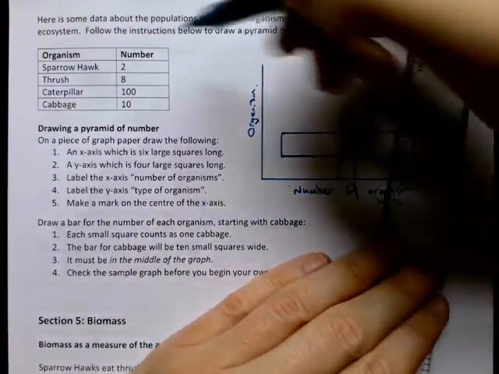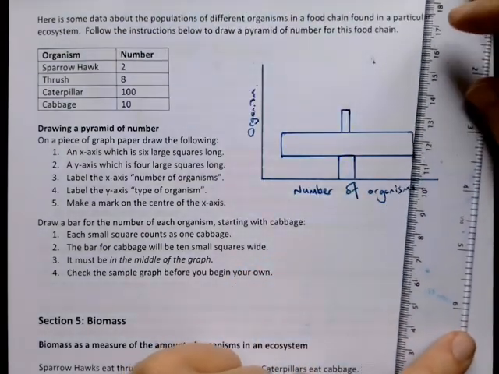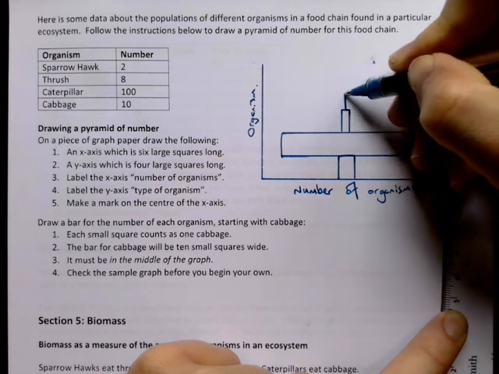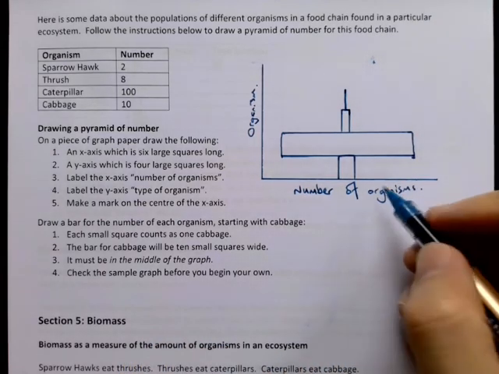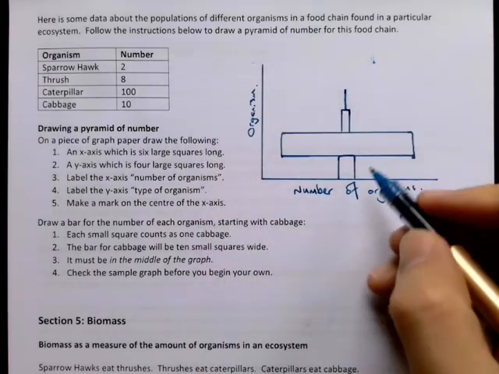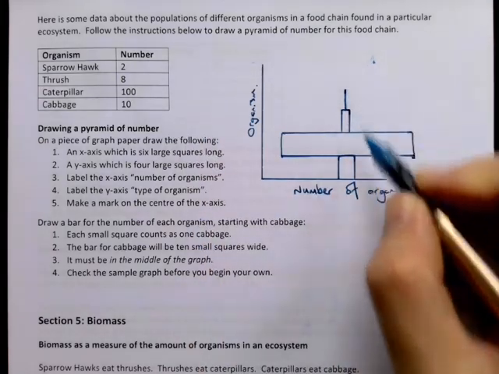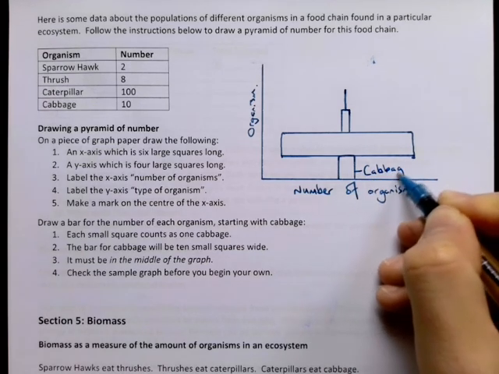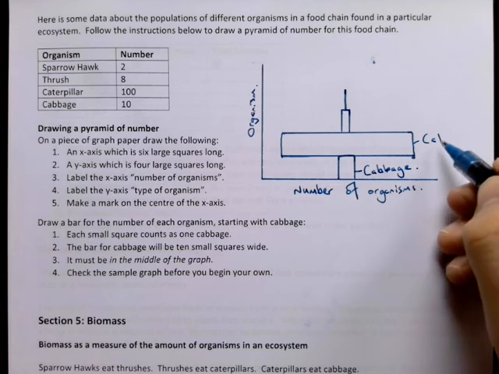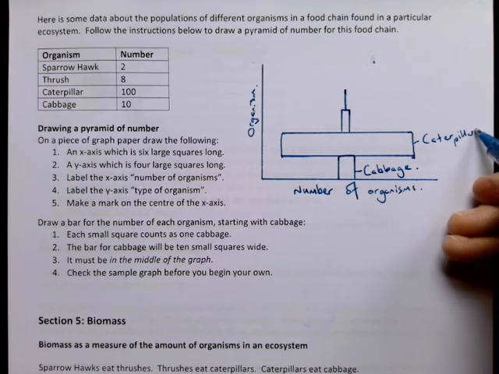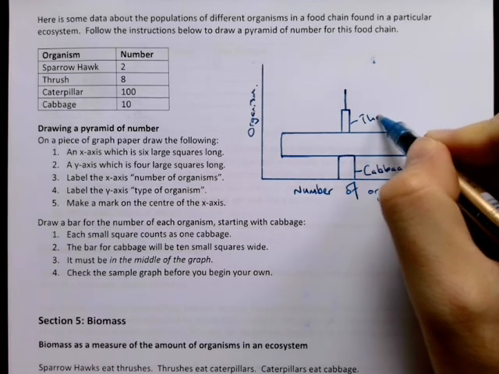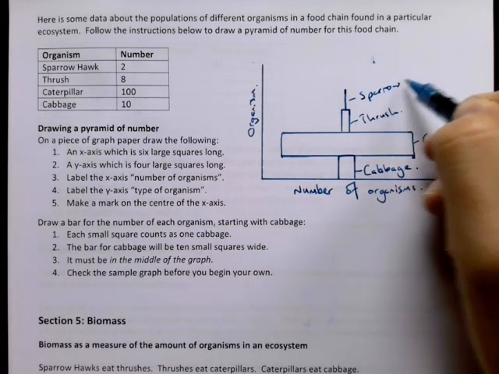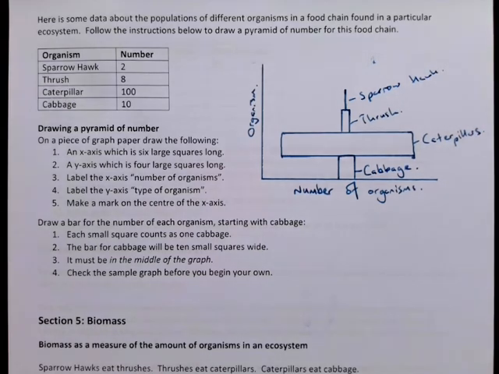And then those thrushes are eaten by the apex predator, the sparrowhawk. Now I've only got 2 of those, so I'm just going to draw that as a single line. All right, not because there's only one, just because there's not many. So if I was to draw it as a block, it wouldn't be very clear. Okay, and these are your cabbages. These are your caterpillars. These are your thrush and sparrowhawk. Okay, so that is your pyramid of number.